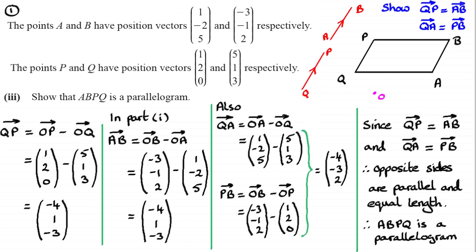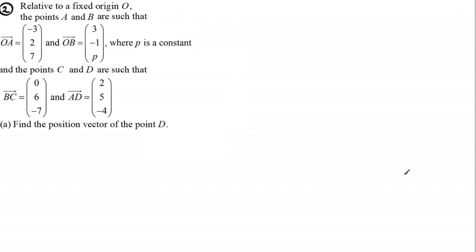Our last question has 2 parts to it. The first part is very quick and easy. Let's bring that up. In this question, we've got position vectors for points A and B. Position vector of A, position vector of B. Just in case you can't see these, O to A is -3, 2, 7, and O to B is 3, 1, -p, where p is a constant. And we've got these other vectors: B to C is 0, 6, -7, and A to D is 2, 5, -4. You've got to find the position vector of the point D. Again, this one should be fairly quick, so I'll leave you loose on this one. You can come in quickly with the answer for the position vector of D, in other words, going from the origin to the point D.